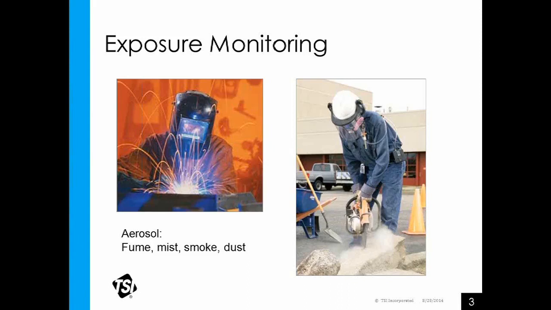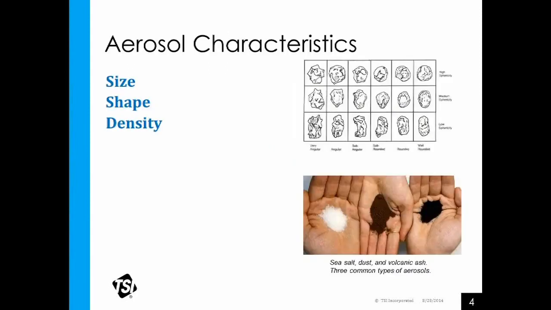To get into some of the characteristics of aerosols, aerosols have a lot of different characteristics that affect the way the light scattering instruments will see them and measure them. So the size, the shape, and the density of the aerosols are really the most important part. Size is often defined as diameter, aerosol diameter, and it's usually the average of the particle size.